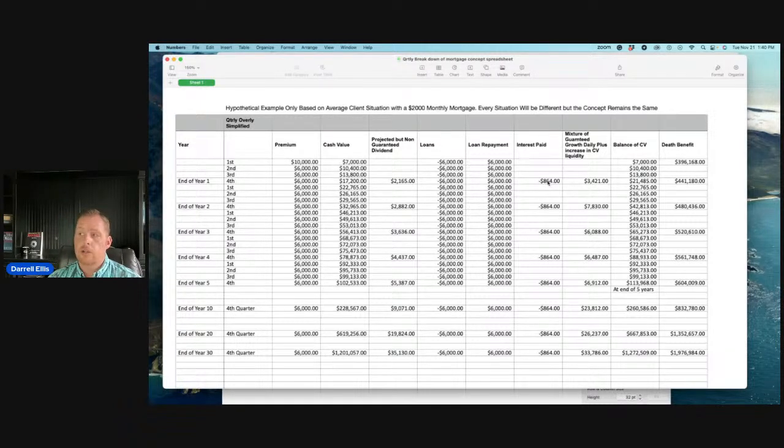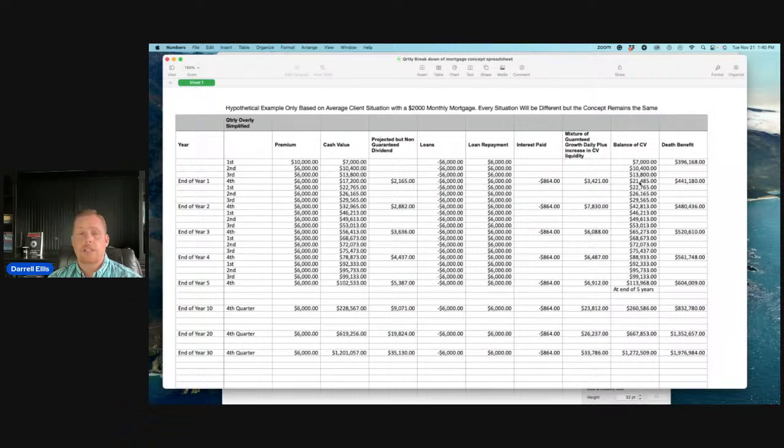Now, we did have some interest costs. Remember, I told you it's a policy loan, so you pay a little bit of interest on that, simple annual interest over that 90 days. And so it's about $864. Well, your dividend's much larger than your interest paid, and your guaranteed growth plus your increase in liquidity. So you have a positive arbitrage, right?